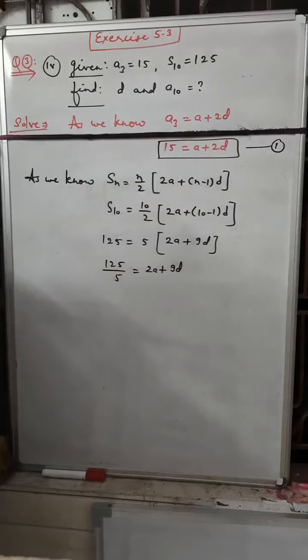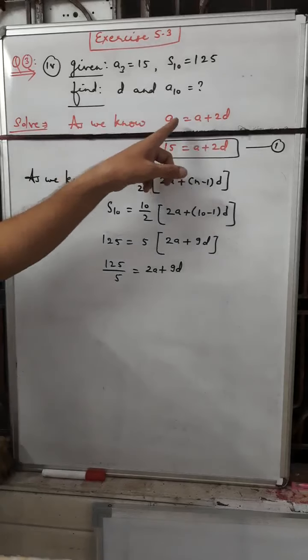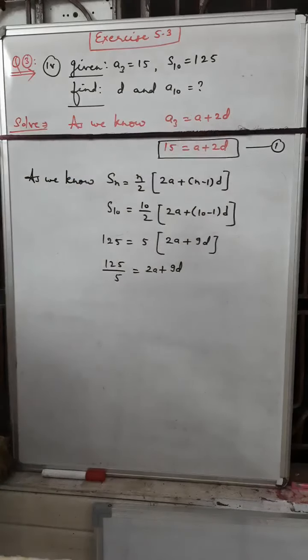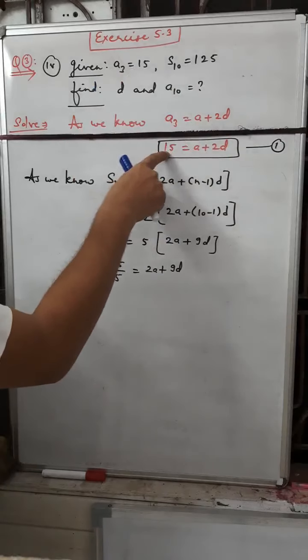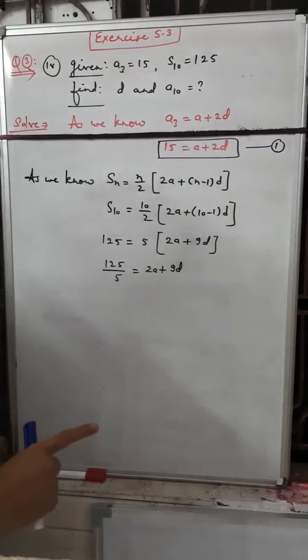We have discussed in a previous exercise, an is equal to a plus (n minus 1) into d. So here 3 minus 1 is equal to 2, giving 2d. So a3 is equal to a plus 2d. Putting the value a3 equal to 15, we get 15 equal to a plus 2d. So we got the first equation.